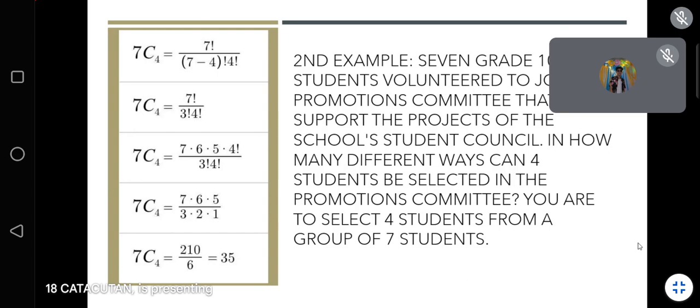7 factorial will be 7 times 6 times 5 times 4 factorial over 3 factorial and 4 factorial. Cancel out 4 factorial, so we have 7 times 6 times 5 over 3 times 2 times 1. Multiply them and we will have 210 over 6. After multiplying, divide and we will have 35 as the answer. In conclusion, there are 35 ways to select 4 students out of the 7 students to be in the promotions committee.